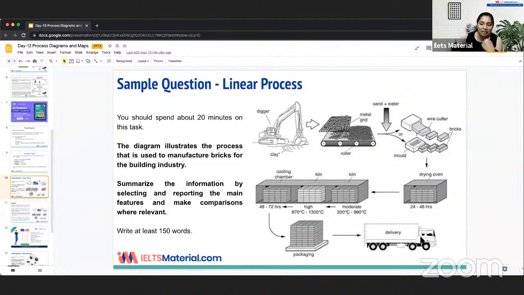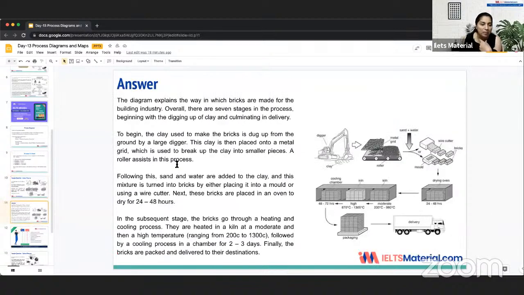Now you can see that this delivery van doesn't come to the first process again. The first part of the process is completely different, and the final stage is also different. There is no connection between the first process and the final stage. Okay, so now let's move on to the answer part.